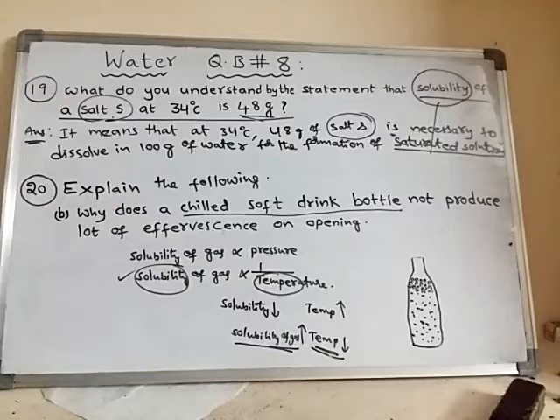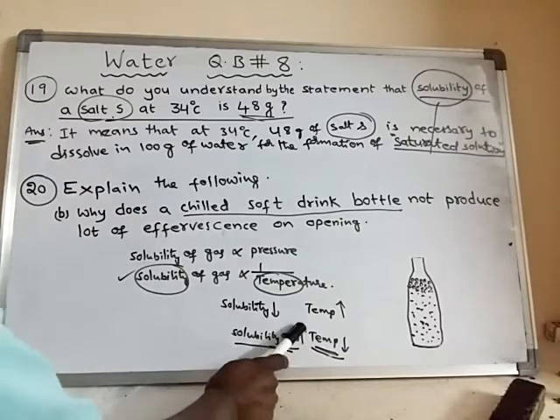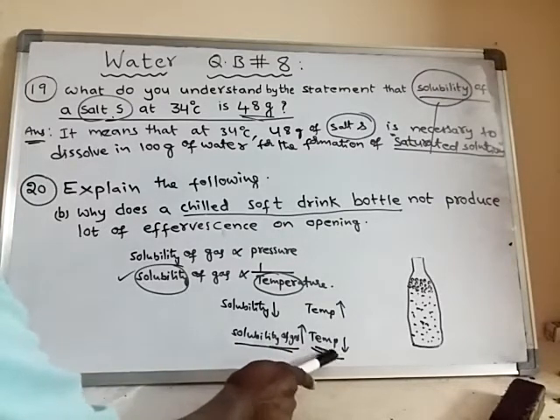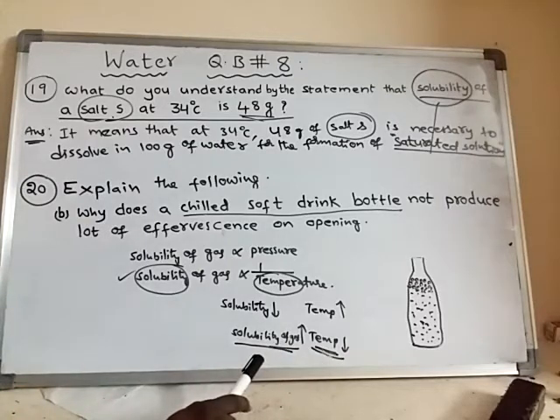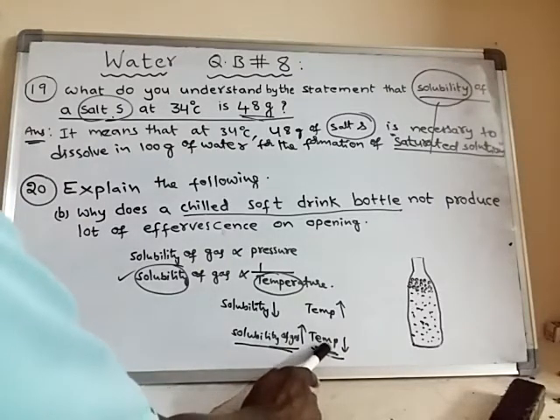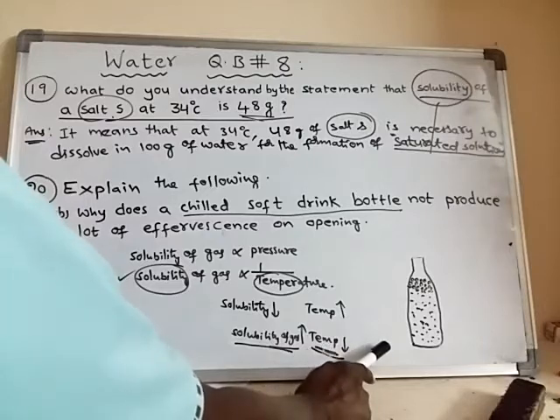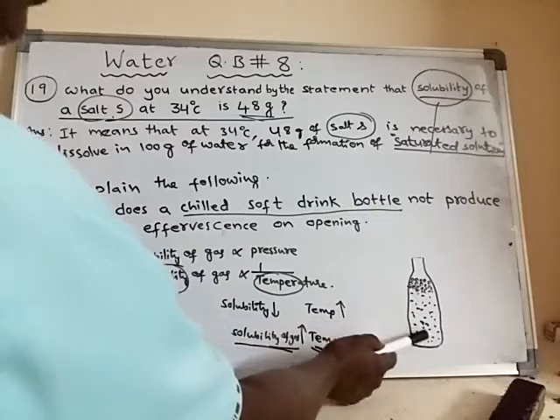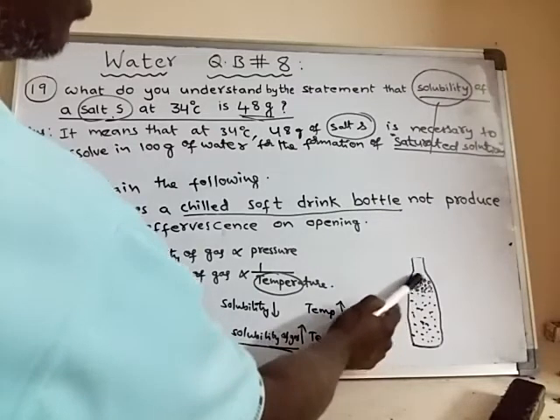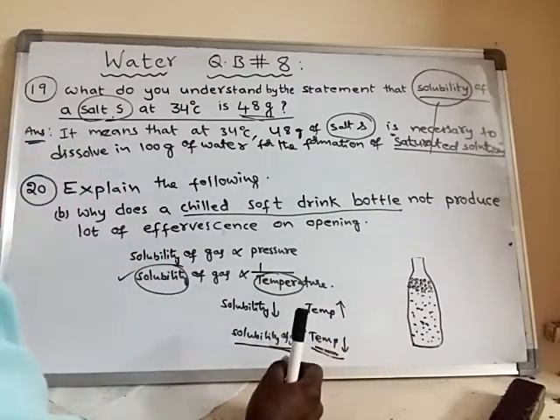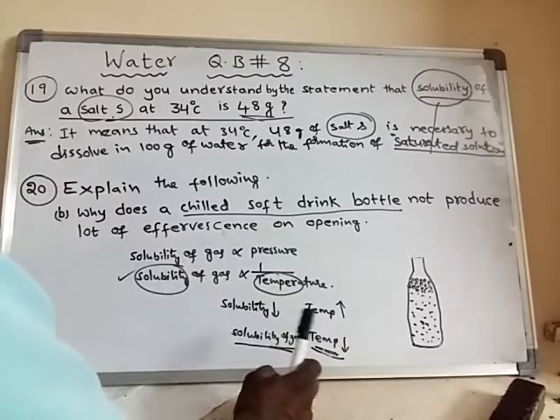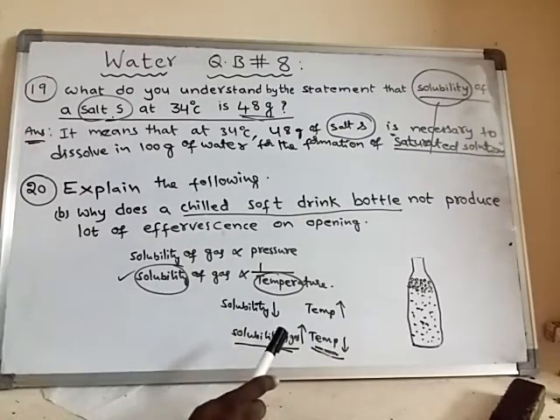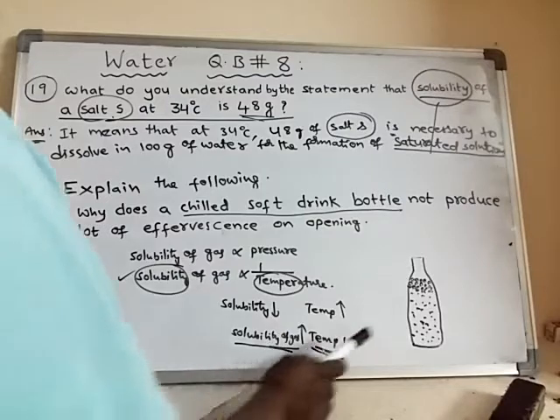So how can you explain this one? Simply we can explain like this. Solubility of gas increases with a fall in temperature, or a decrease in temperature. Thus, what happens when a chilled soft drink bottle is opened? The gas does not bubble out rapidly. Only a very little amount of gas will bubble out, and that too very slowly. The gas does not bubble out rapidly because of increased solubility.